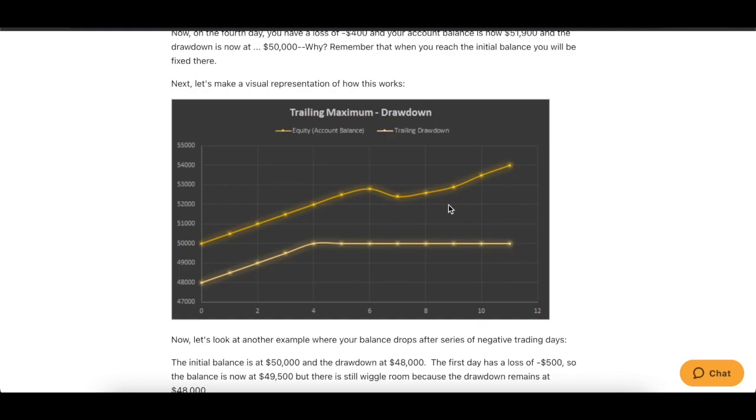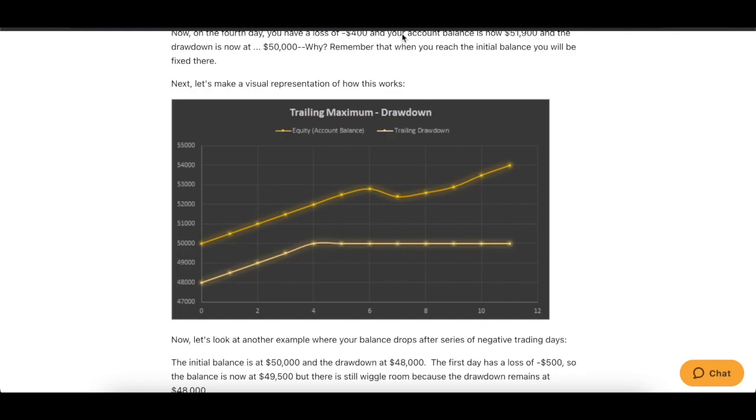I would say most programs are like this. The exception would be, I know, some of the programs in the evaluation phase, the drawdown continues. Like LeeLoo, for example, the drawdown just continues to follow you all the way until you finish. But in their funded accounts, it does not. It works just like this. It stops at the break even.